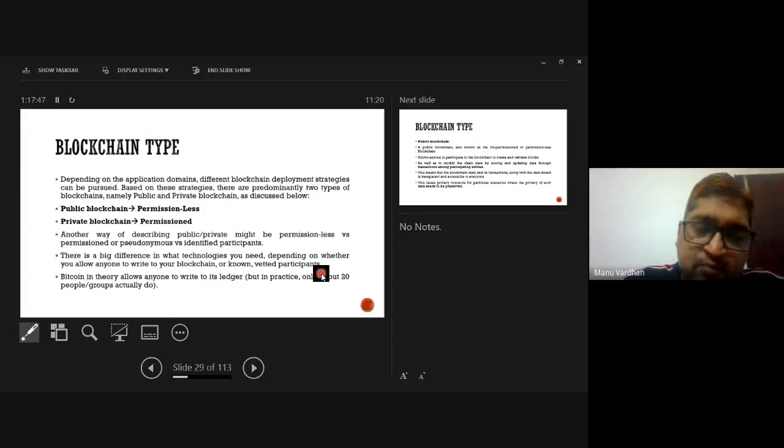Means they are providing blockchain as a service. They start providing blockchain as a service, and you just have to tell them your requirements, and they will customize the blockchain as per your requirement.